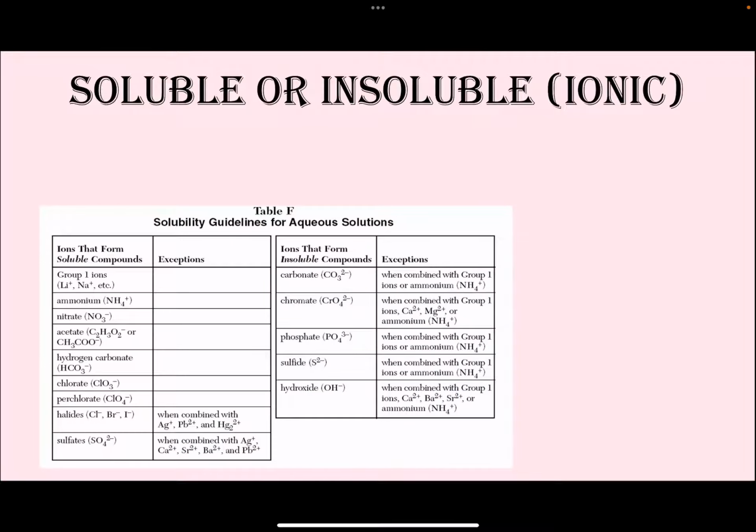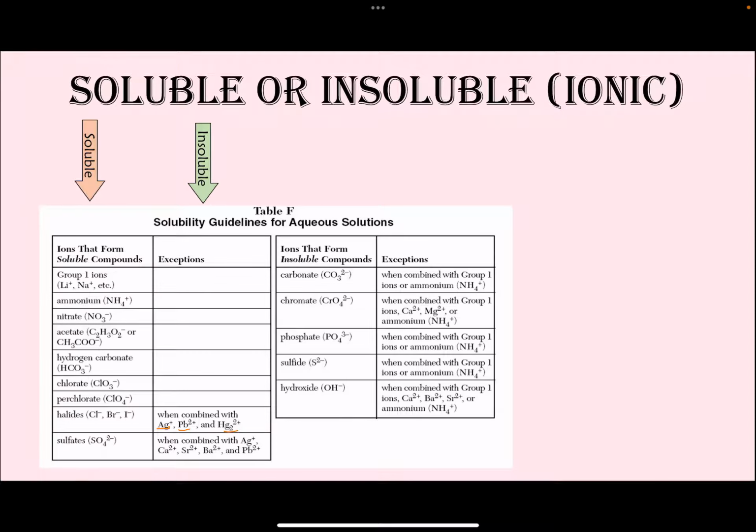Okay, so moving on, let's look at how to use Table F to determine the solubility of ionic compounds. The way your Table F is divided is that the first column gives you some ions that, if present in a compound, make that compound soluble. However, there are a few exceptions to that rule. For example, if you look at halides, normally if you find a halide in any compound, the compound is going to be soluble unless your halide is combined with silver, lead, or mercury.